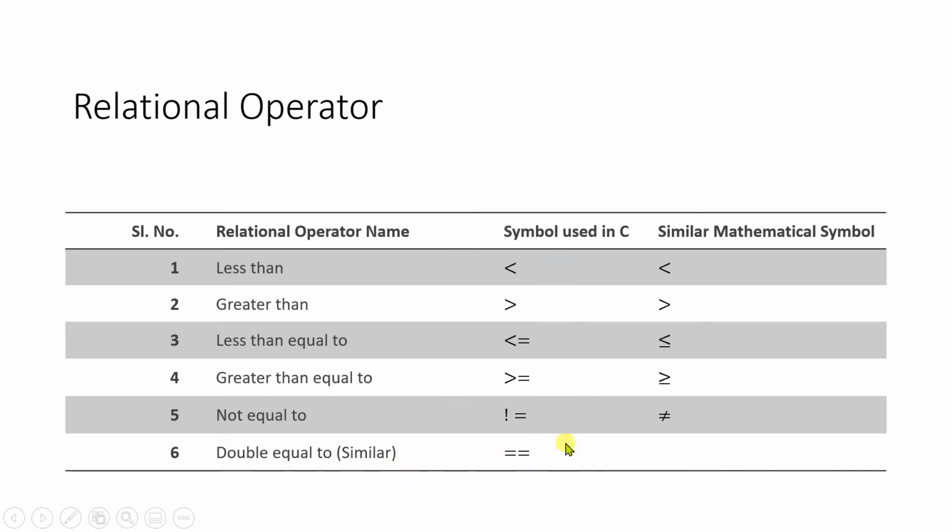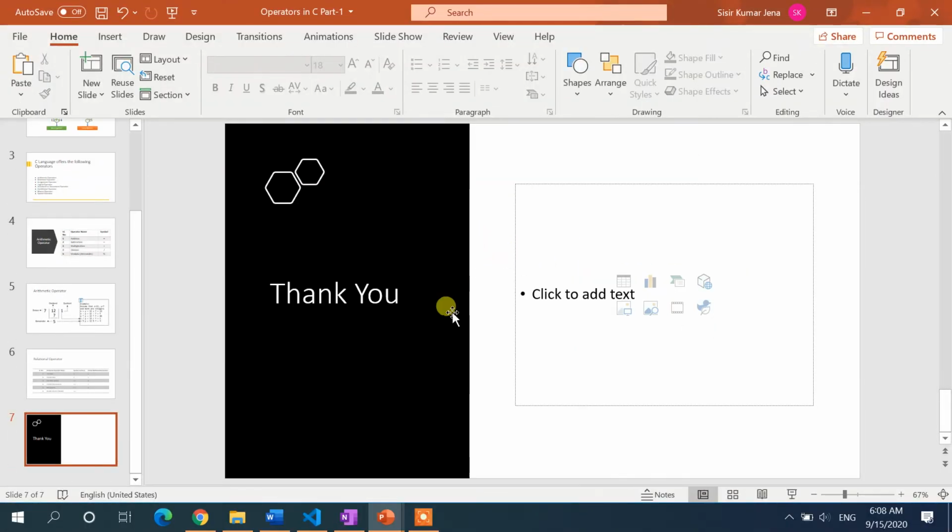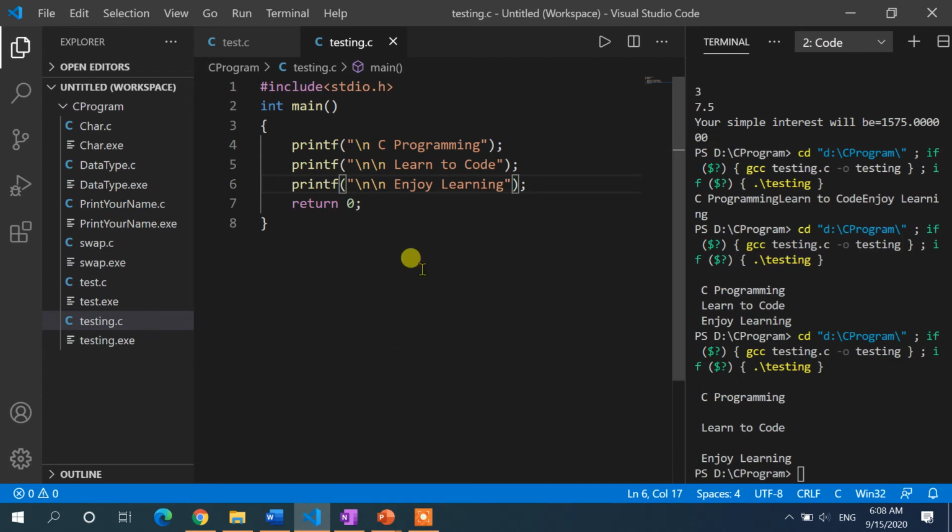Okay, so these are the different symbols used in the C programming language to represent all these relational operators. Fine, so that's all for the discussion of operators. Now let us take some example or write some code to make you understand how these operators can be used in our program. So we will use VS Code to explain this.